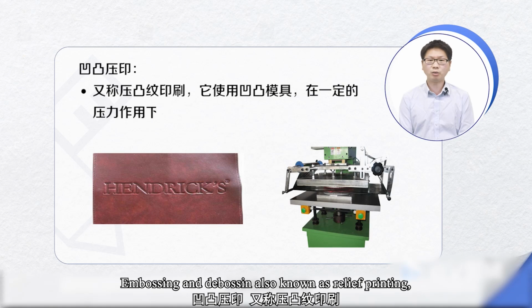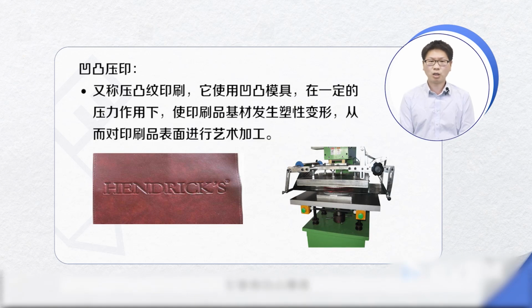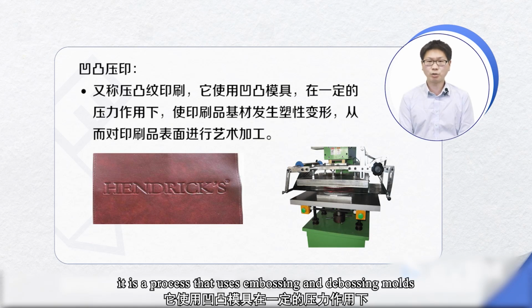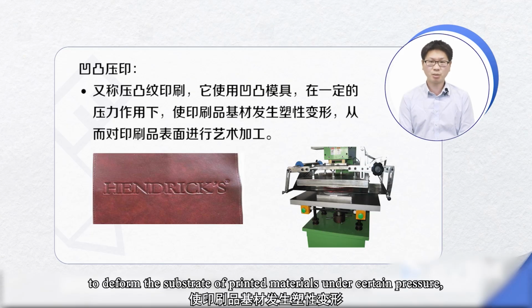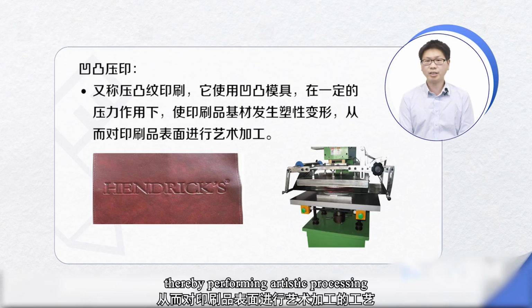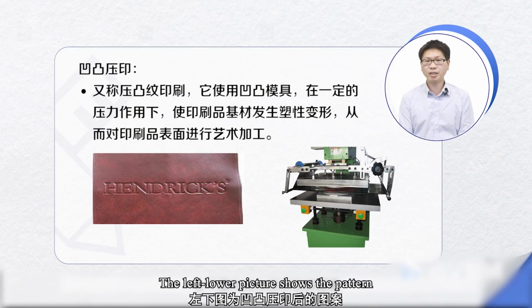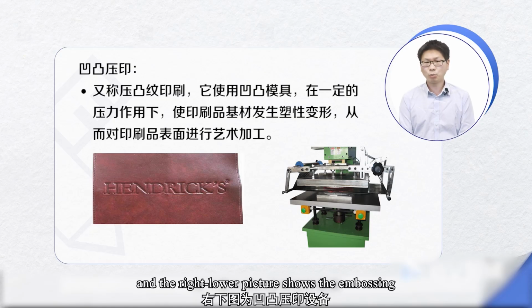Embossing and debossing, also known as relief printing. It is a process that uses embossing and debossing molds to deform the substrate of printed materials under certain pressure, thereby performing artistic processing on the surface of the printed materials. The left lower picture shows the pattern after embossing and debossing, and the right lower picture shows the embossing and debossing equipment.